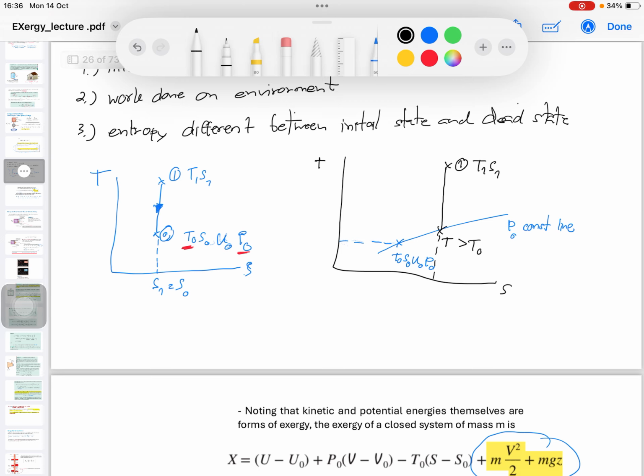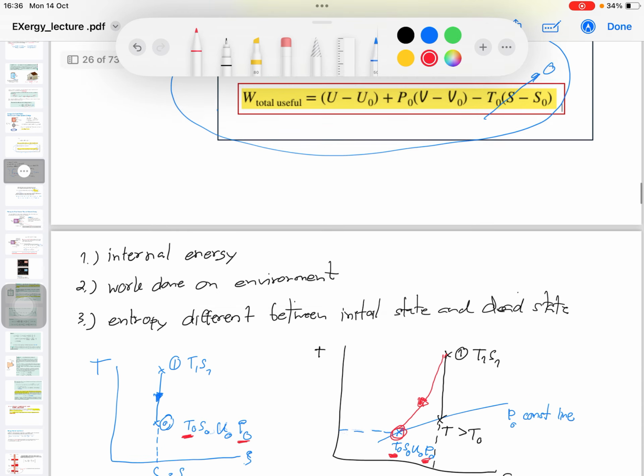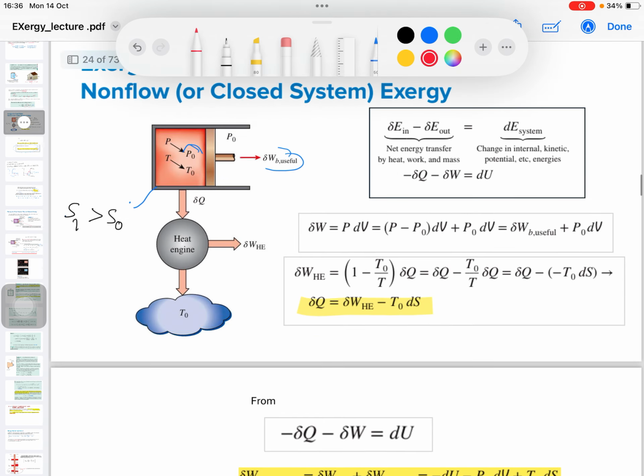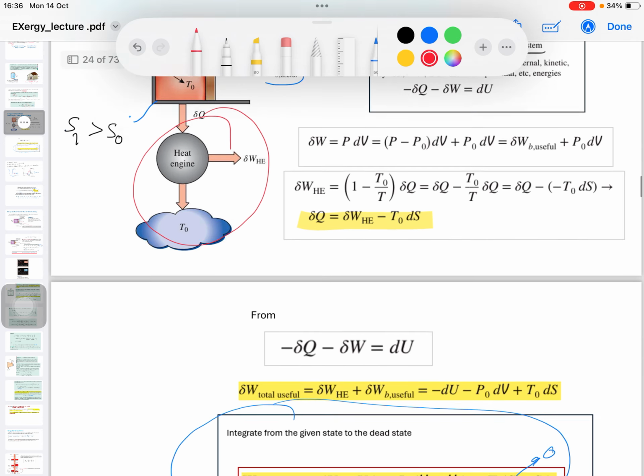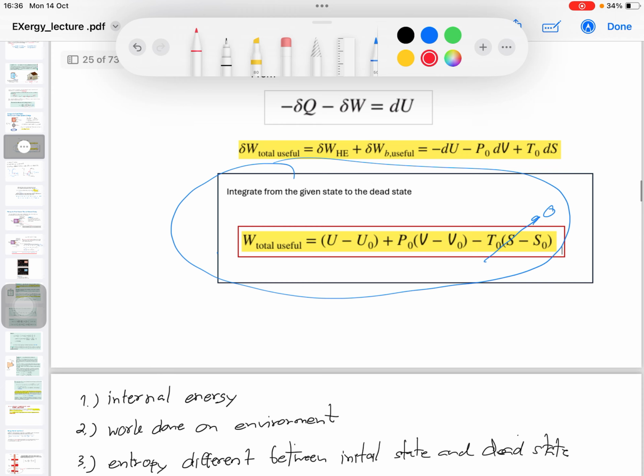So the process will be the red line here. From point 1, I just lose heat to the heat engine, so the entropy decreases, following the red line along the way, down to the dead state P0 and T0. In this way, I can extract more work from the heat engine, right here. So I hope you understand.